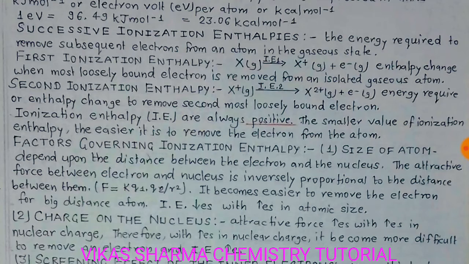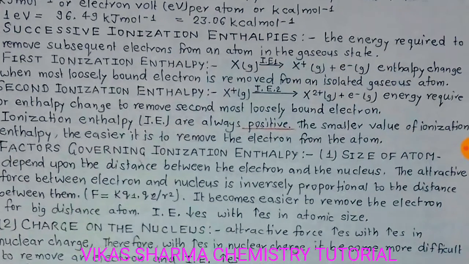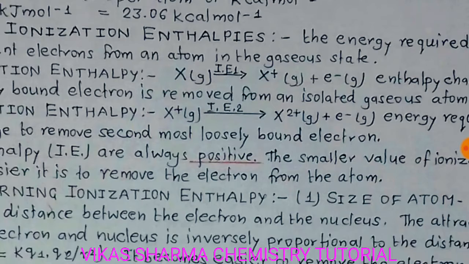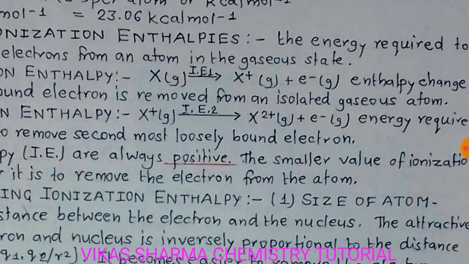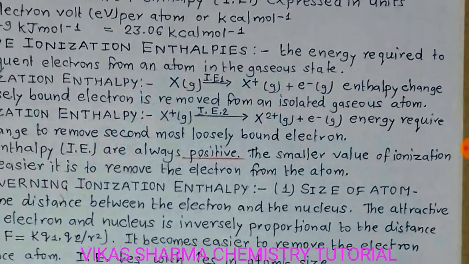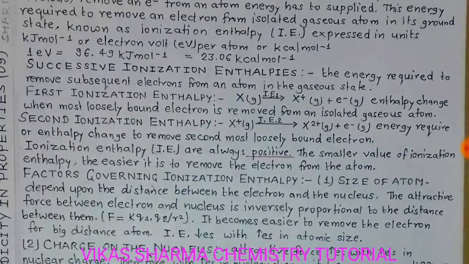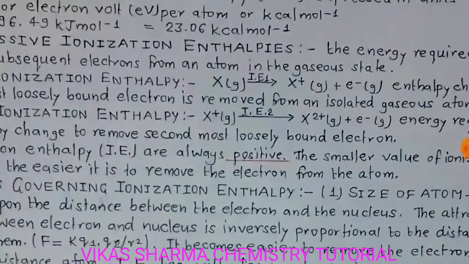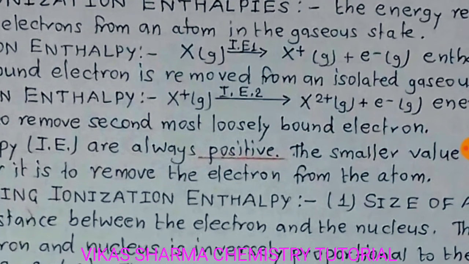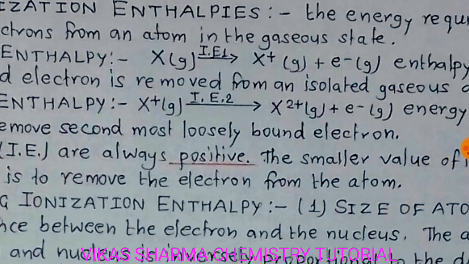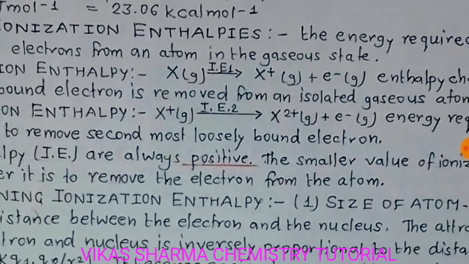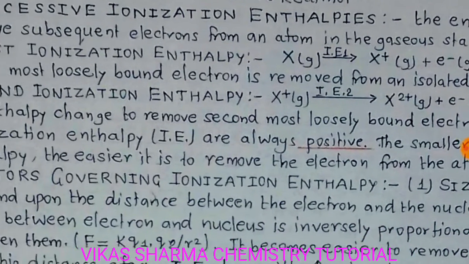First ionization enthalpy means the first electron is lost. For example, X loses 1 electron, so it becomes X positive, taking a positive charge, and the 1 electron is lost. This is IE1, the first ionization enthalpy. The second ionization enthalpy is when a cation loses the second electron: X positive loses 1 electron to become X2 positive. This is known as the second ionization enthalpy.